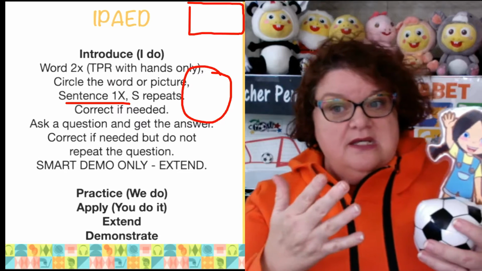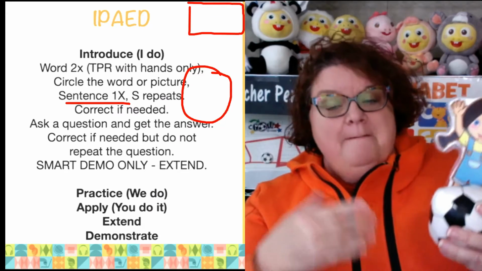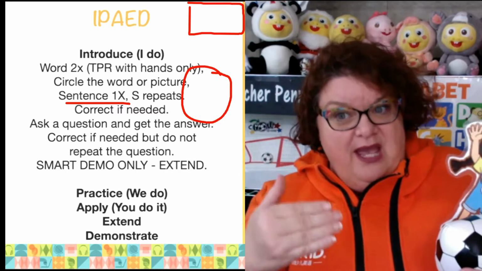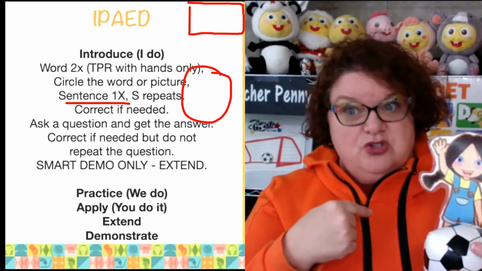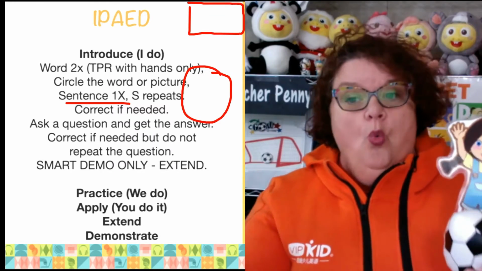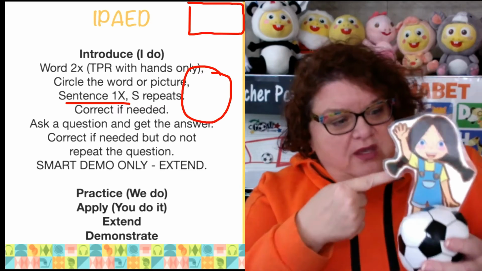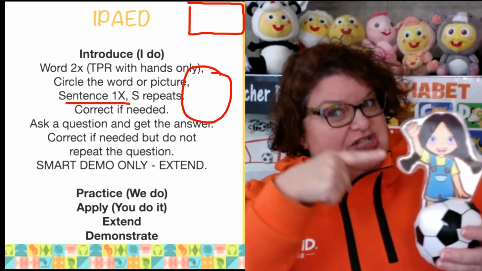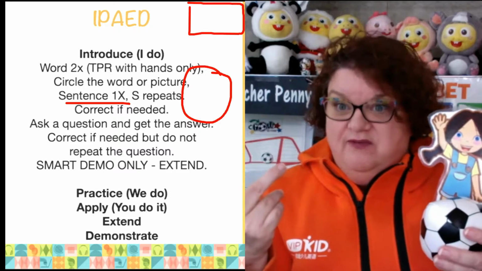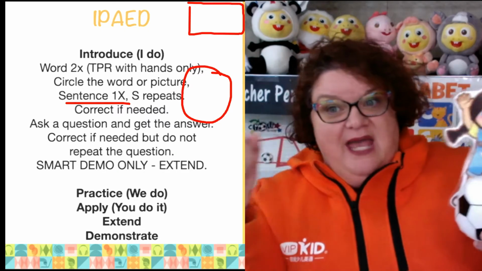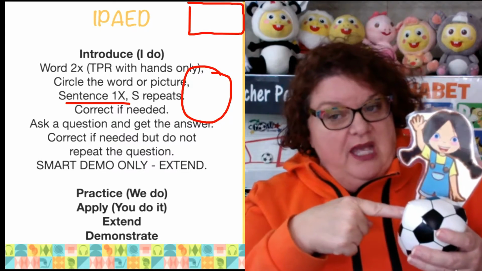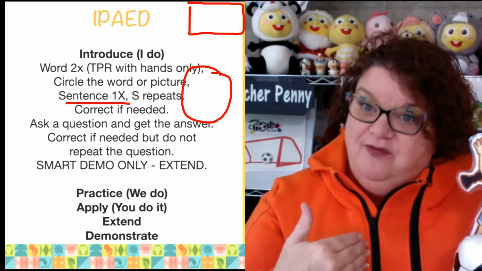So if the sentence is, she plays with a ball, my question has to be phrased in such a way that this is the answer. Okay, so I'm going to ask the question, what does she play with? I'm pointing to her. What does she play with? And you want them to give you the answer: she plays with a ball. So you're working to get them to give you that answer.